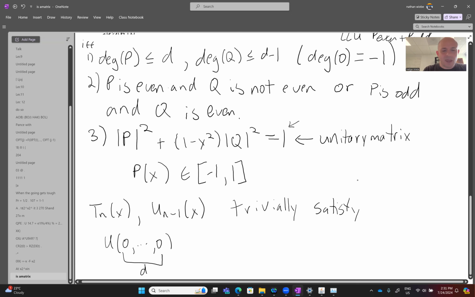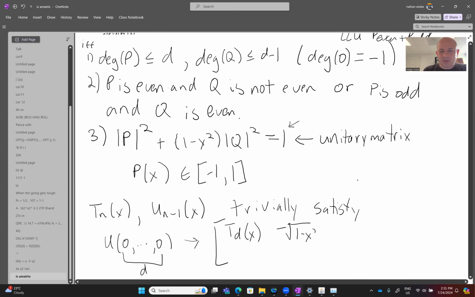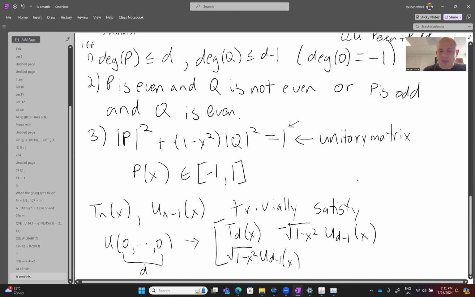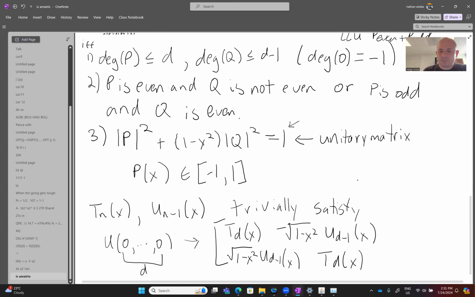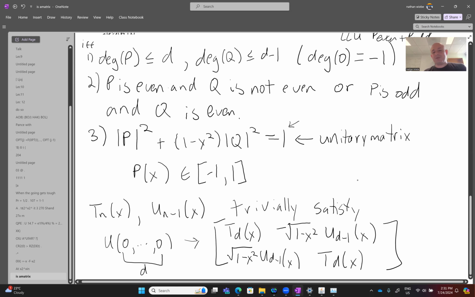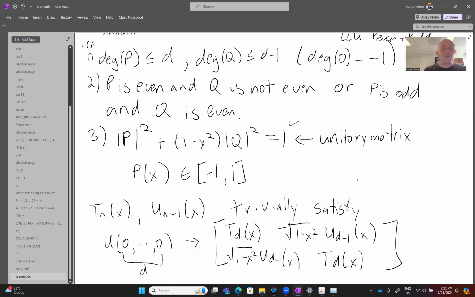And this will end up yielding, in general, the matrix T_d(x): x, negative square root of 1 minus x squared U_{d-1}(x), square root of 1 minus x squared U_{d-1}(x), and T_d(x) over here. So just by plugging zeros in, we can end up building block encodings of Chebyshev polynomials. So we can see that there's at least some large families of important polynomials that we can build.